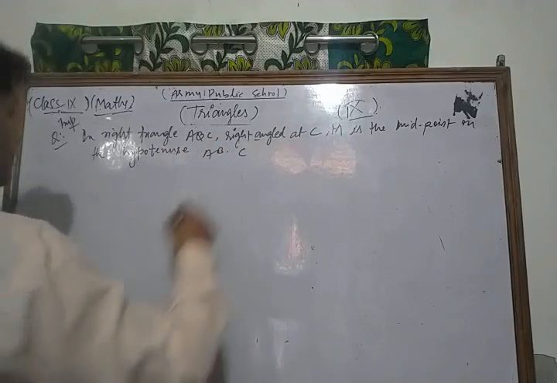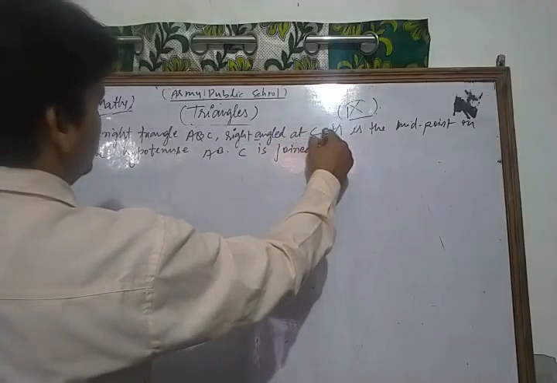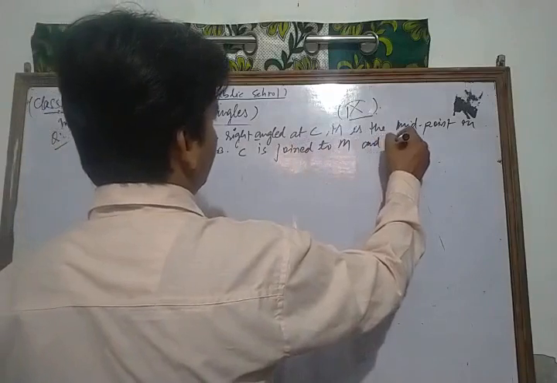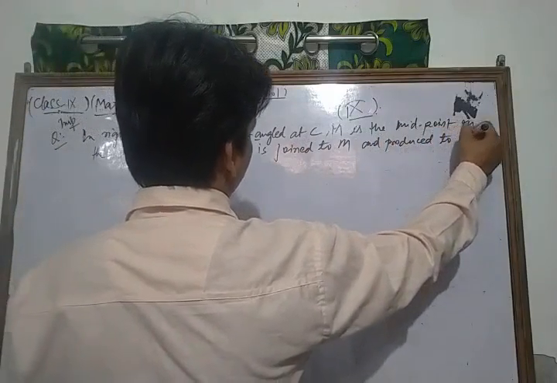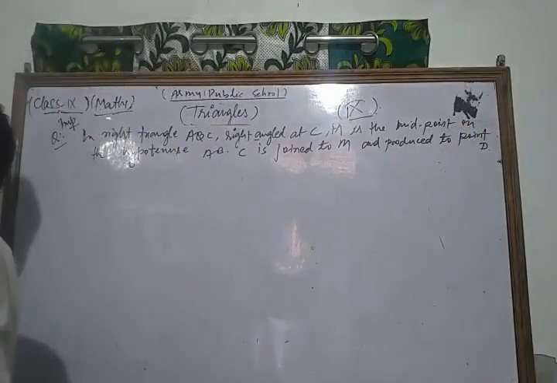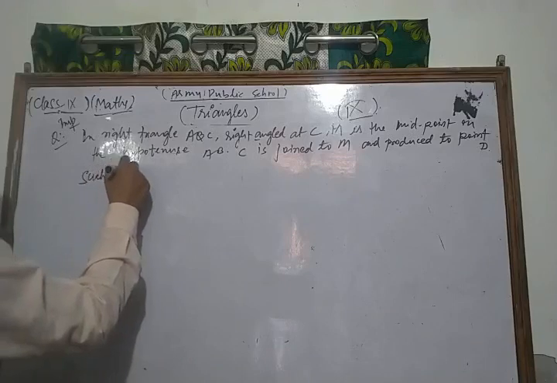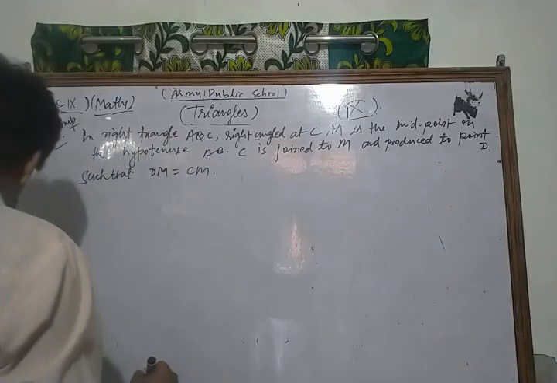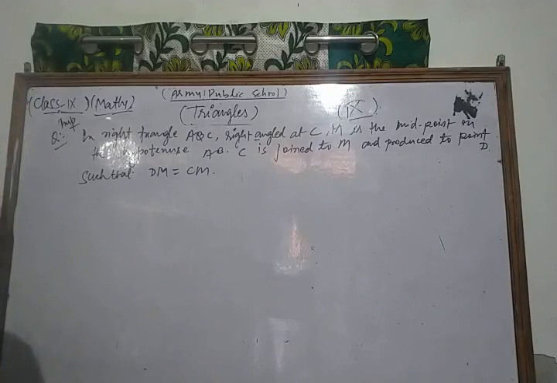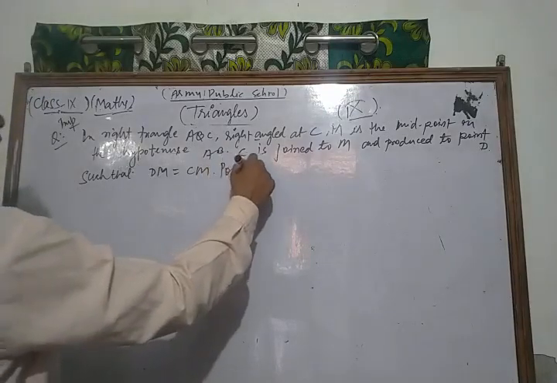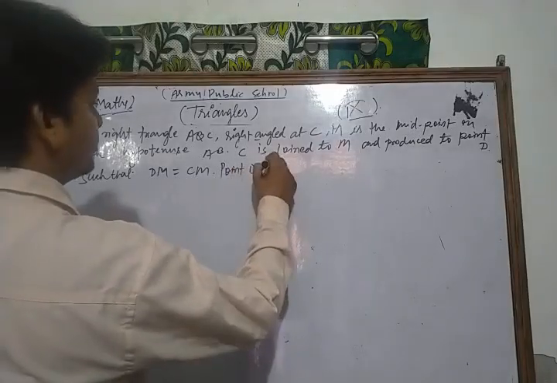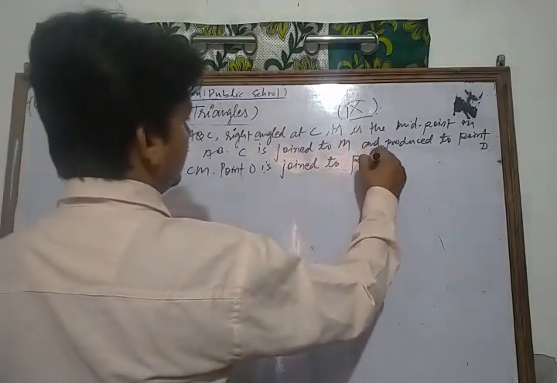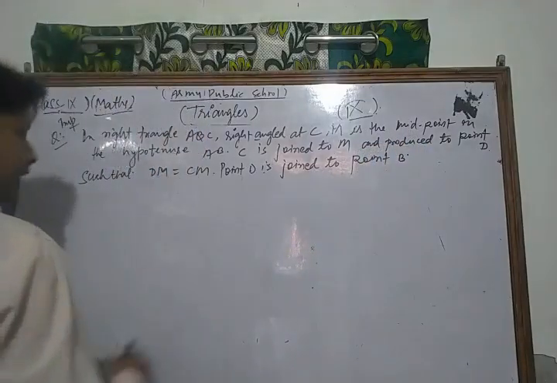C is joined to M and produced to a point D, such that DM is equal to CM. Point D is joined to point B.